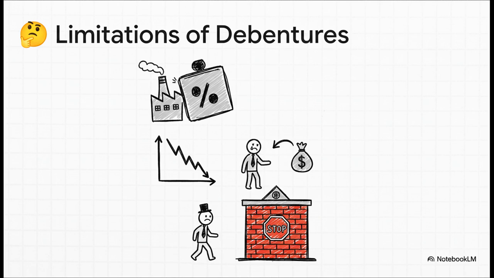But, and this is a very important but, it's risky. That fixed interest payment has to be made no matter what. Even if the company is making a loss, the interest has to be paid. It becomes a permanent burden on the company's finances. So it's a double-edged sword.